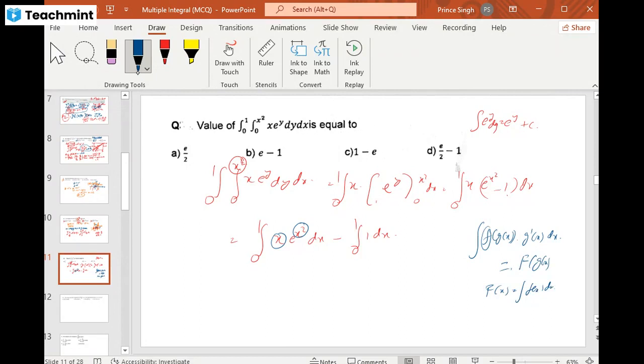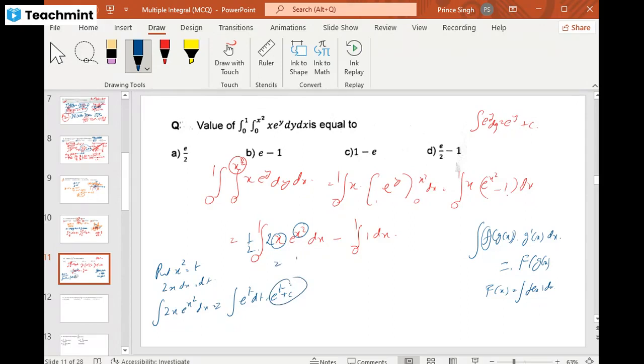Okay. So what can we do? Either I can substitute x square, the derivative of x square is 2x, so multiply and divide by 2. If I put x square equal to t, then 2x dx is equal to dt. So the integral of 2x e power x square dx is equal to the integral of e raised to power t dt. So its integral is e raised to power t plus c.